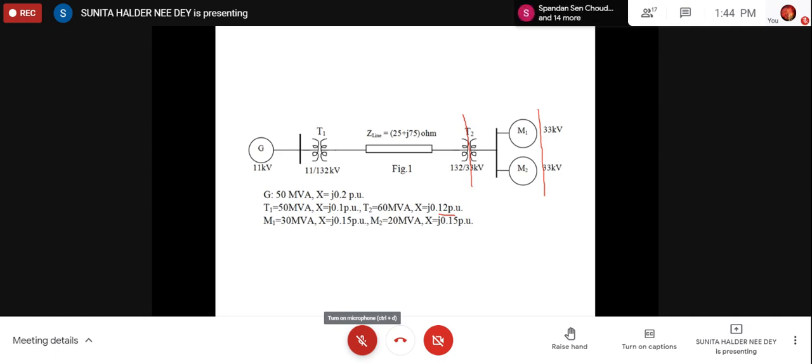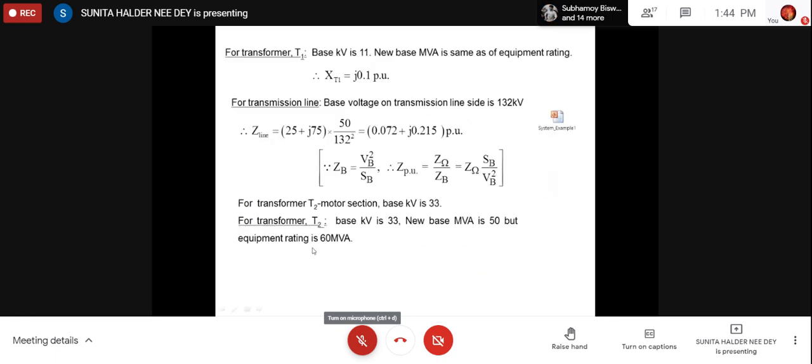Based on its own rating, the transformer T2 rating is 60 MVA. Now for the total system, the new base is 50 MVA. So we have to convert it to the 50 MVA base. So for T2, base kV is 33. Always write this one: base kV is 33, base MVA is 50. Then there will be less chance of mistake.